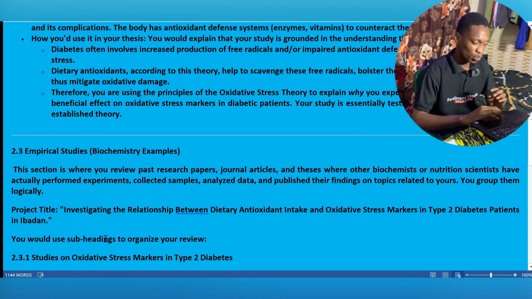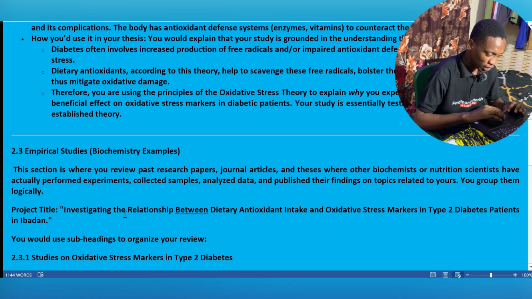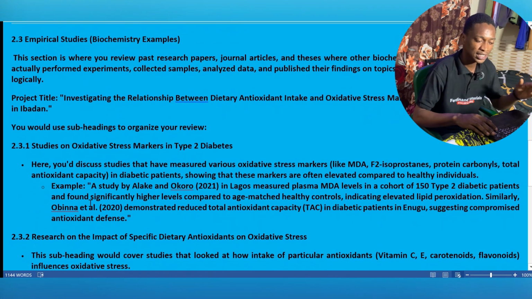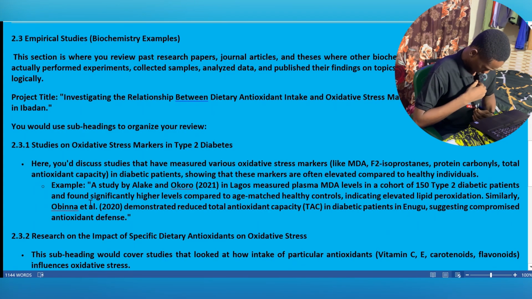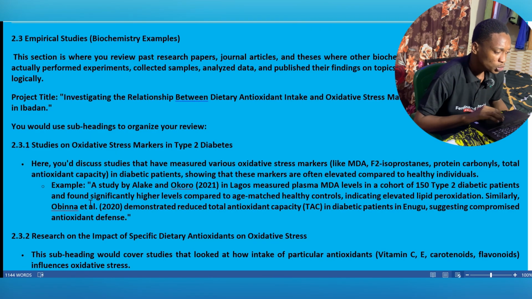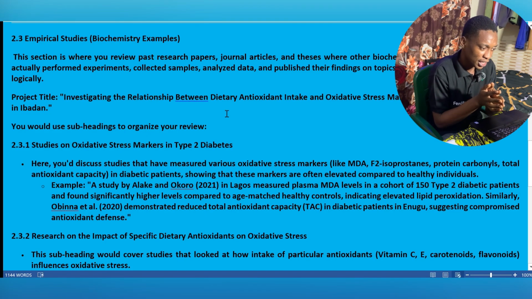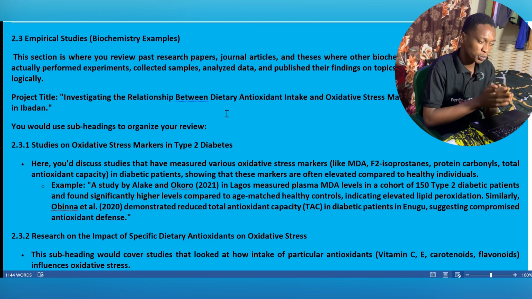What you are going to do, I will show you for your topic. Let's use this particular topic, for instance: investigating the relationship between dietary antioxidant intake and oxidative stress markers in type 2 diabetes patients in Ibadan. You are going to divide your thesis topic into subtopics. If you have GCMS analysis of ethyl acetate extract of onion skin, you divide those topics into subtopics.